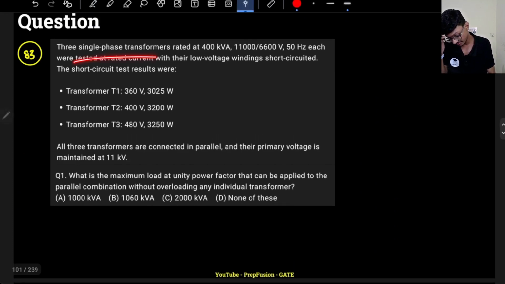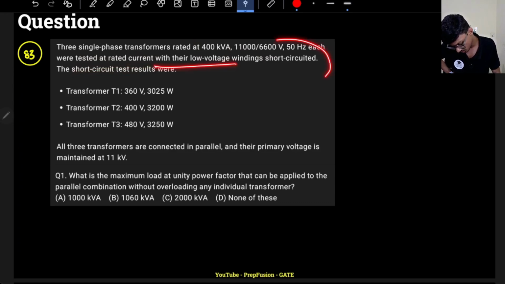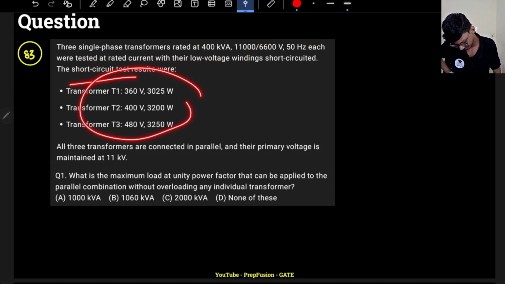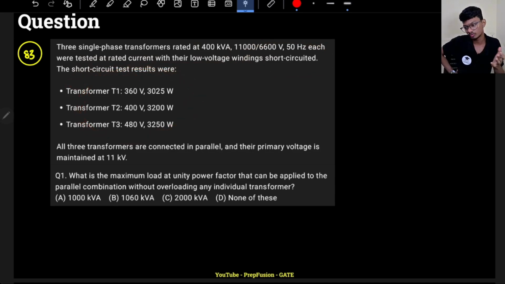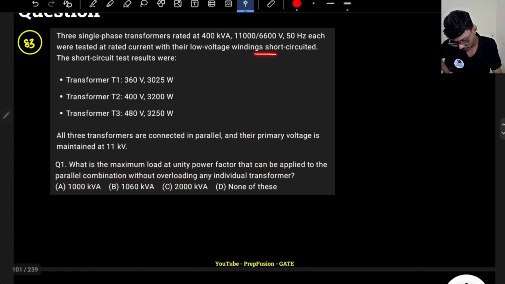So three single phase transformers rated at 400 kVA, 11 kV, 6.6 kV, 50 Hz were tested at rated currents with their low voltage winding short circuited. The short circuit tests were this. All the transformers are connected in parallel. Their primary voltage is maintained at 11 kV. What is the maximum load at unity power factor that can be applied to the parallel combination without overloading any individual transformer? So actually what we are doing, we are performing the short circuit test, right?